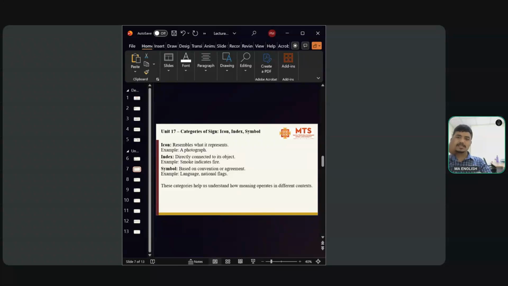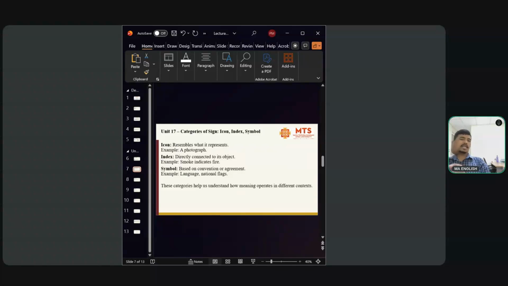An iconic sign is one that resembles or looks like what it represents. So the relationship between the signifier and the signified here is based on similarity or likeness. A photograph of a mountain is an iconic sign. It looks like the mountain. A drawing of a person is iconic because it resembles a human being. So in literature, descriptive language that paints a vivid picture in your mind is working iconically.